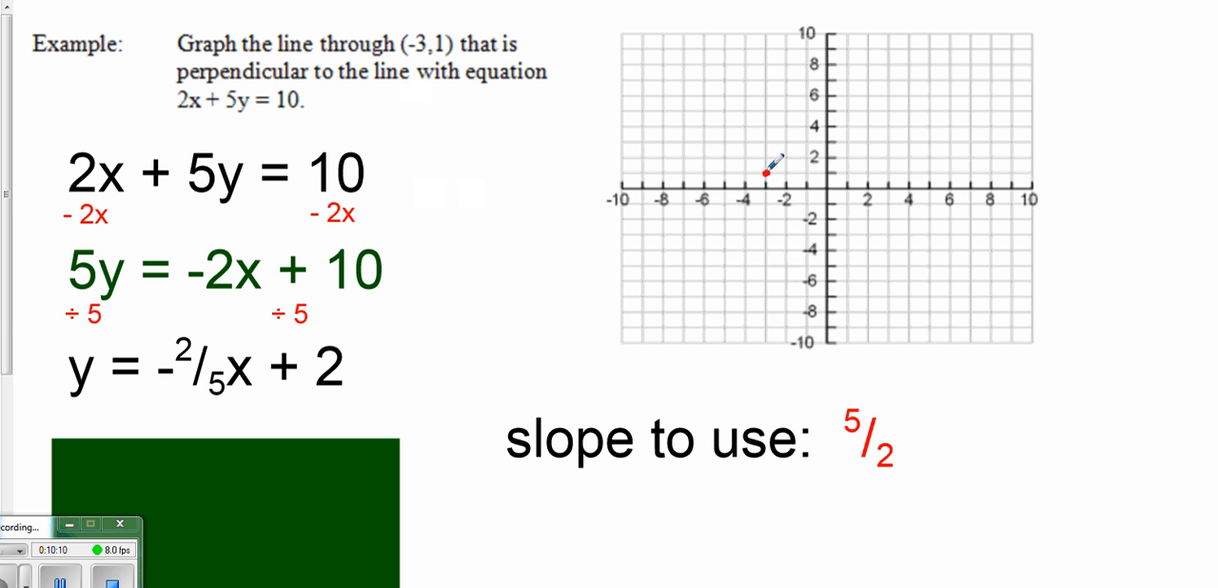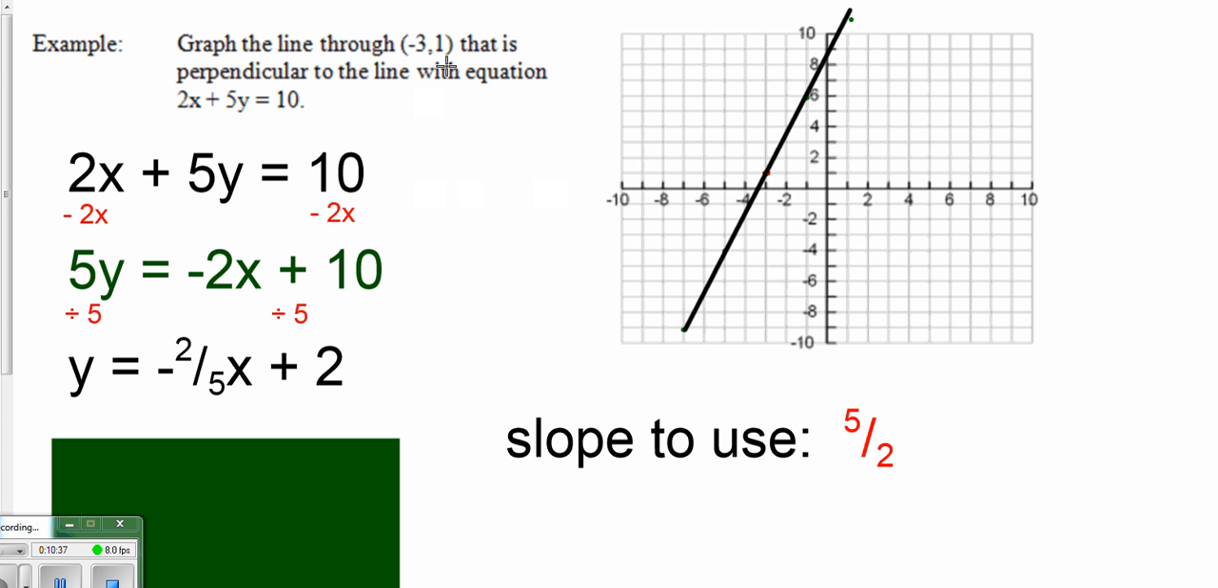We go up 5 and over 2. That would be our next point. I think the next one would actually be off the chart. It'd be about right here. And if we went the opposite direction, we'd be going down 5 and over 2. These would be the points then that would help us graph out our line.